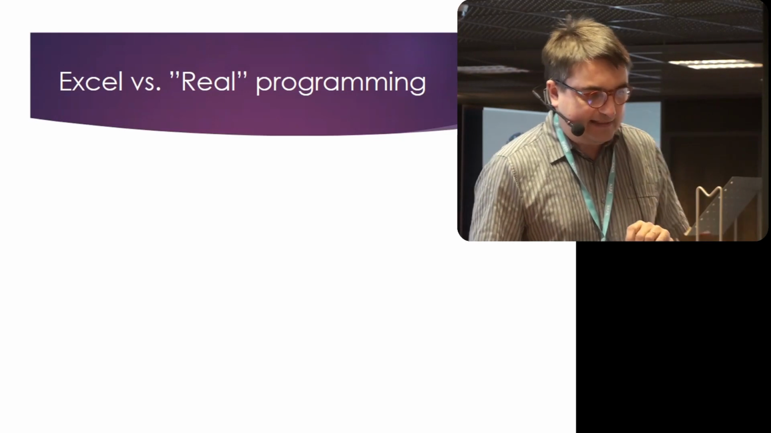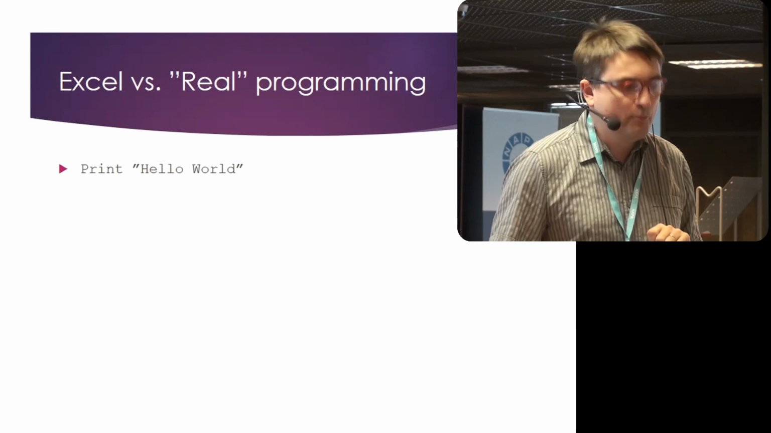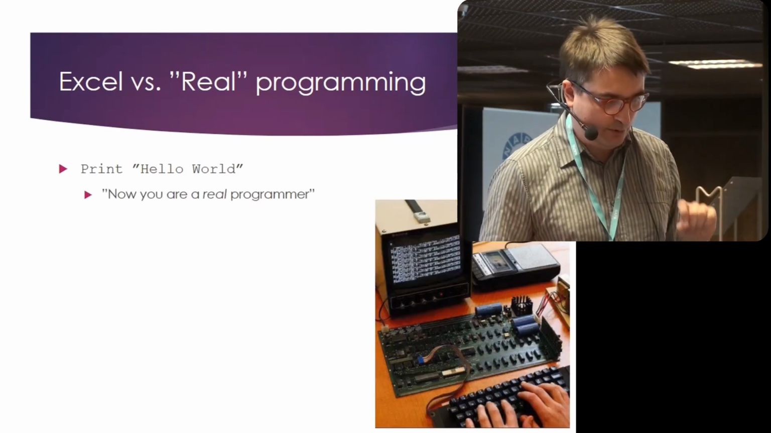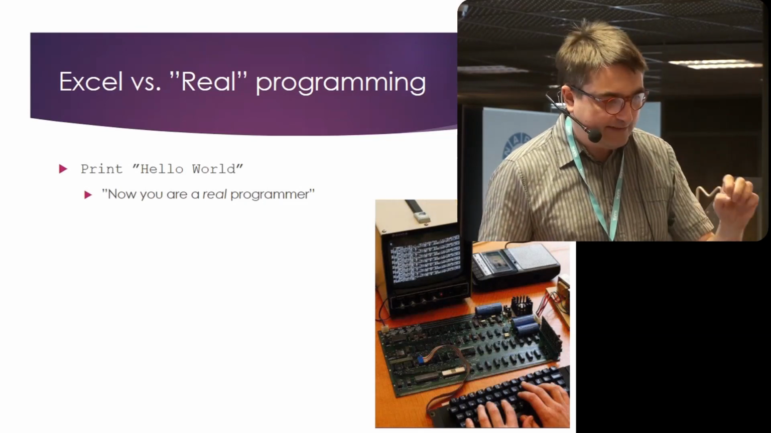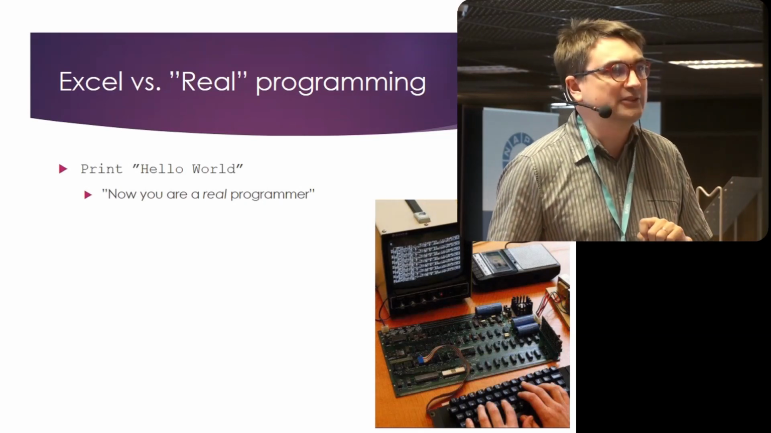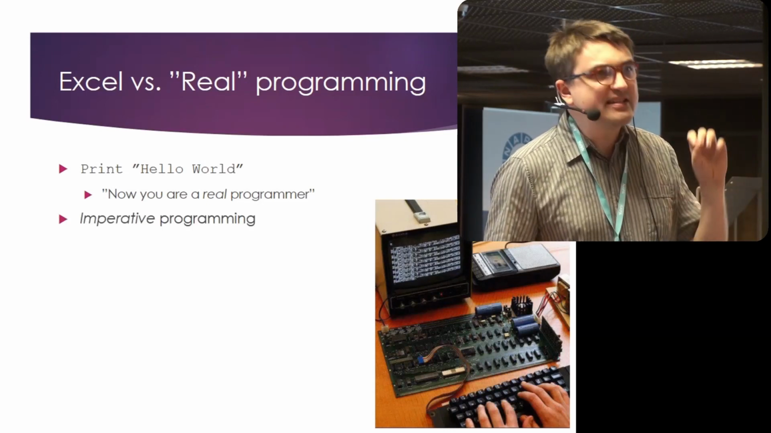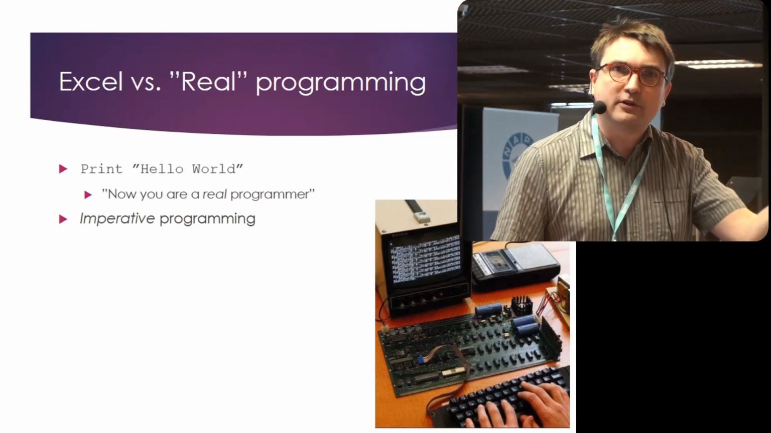So let's compare Excel now to real programming, so to say. Print hello world. This is the first sign of a real programmer. We get this kind of image when you are going really low level and writing print hello world. Not for the Excel people. And this is called imperative programming. And it's the opposite of what we do in Excel with the functions.